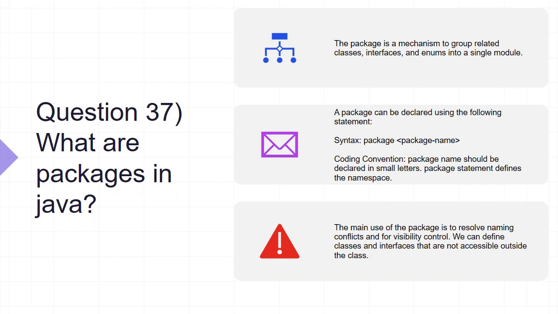Question 37. What are packages in Java? The package is a mechanism to group related classes, interfaces, and enums into a single module. A package can be declared using the following statement. Syntax: package packagename. Coding convention: package name should be declared in small letters. Package statement defines the namespace. The main use of the package is to resolve naming conflicts and for visibility control. We can define classes and interfaces that are not accessible outside the package.